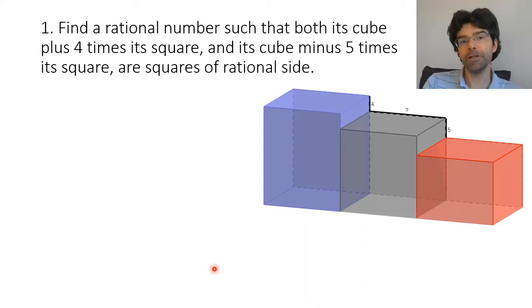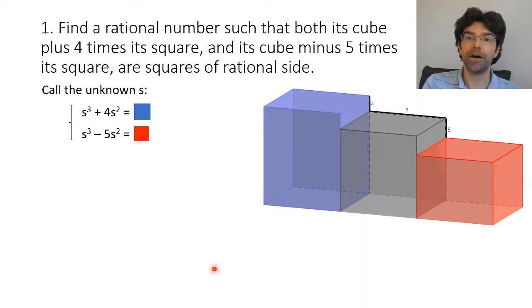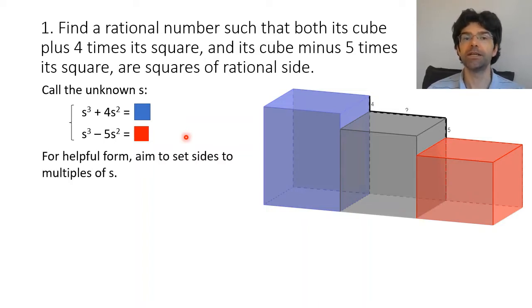So our first problem is to find a rational number such that both its cube plus 4 times its square and its cube minus 5 times its square are squares of rational numbers. Well, if we call the unknown side length s, effectively we need s cubed plus 4s squared and s cubed minus 5s squared to be 2 squares. Well, to achieve helpful form here, we'd like to set the sides of these squares to be some given multiples of s. The question is, what multiples should we choose?